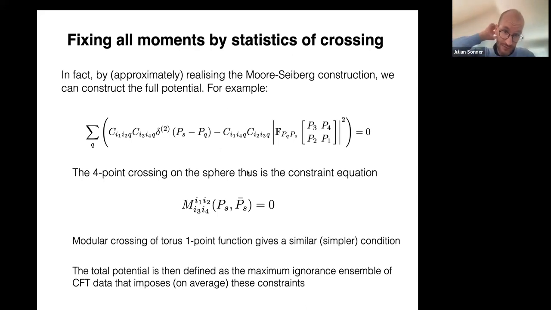But I want you now to think of this equation as being an equation which equates something equal to 0, but has 4 open indices, namely the 4 external operators, I1, I2, I3, I4. So just think of this equation as being an equation that depends on the 4 external operators. I'm just rewriting this equation. And as a remark, I could also write modular crossing of torus one-point functions in a similar way, and it gives even a simpler condition.